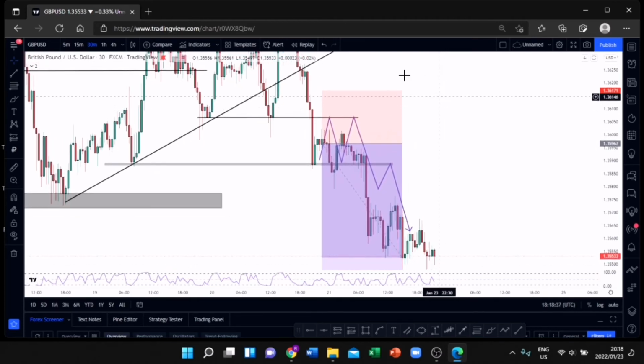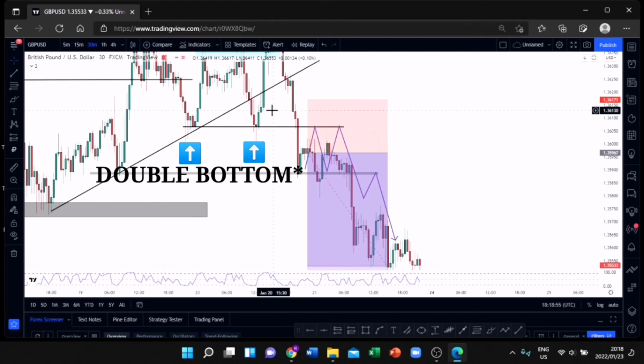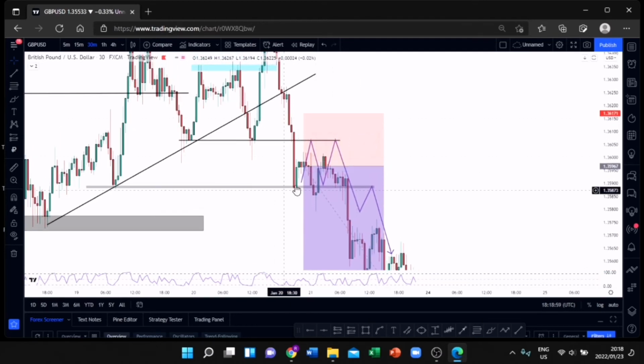And okay, looking over here, we also had the support. Price respected this zone quite beautifully twice. So we had a double top and then we came down, and then we broke that support. As you can see here, price was playing around in this area when I took my entry.